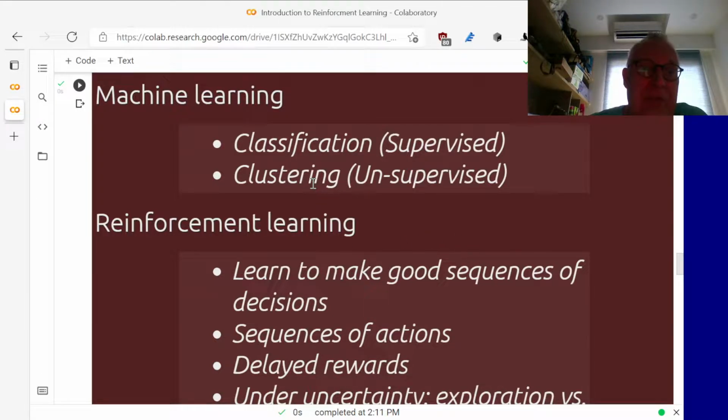Clustering is another type of machine learning. It is the more difficult problem in general because you don't have any labeled training data.